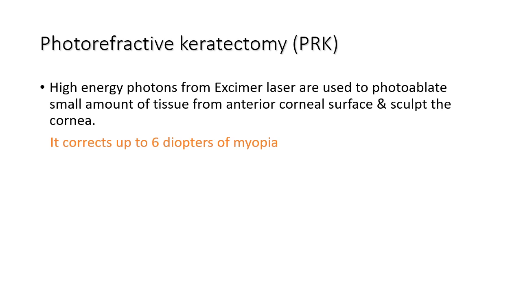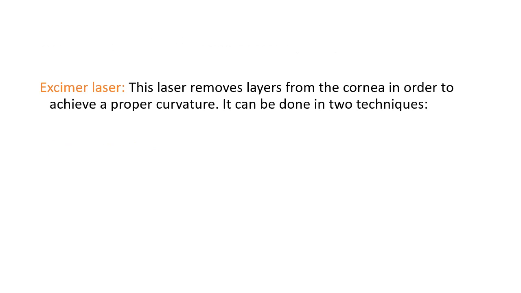Then there is another procedure that is called photorefractive keratectomy. The high energy photons from the excimer laser are used to photoablate. So these are the properties of laser photoablation. A small amount of tissue from the anterior corneal surface is removed, and there is flattening of the cornea. It corrects up to 6 diopters of myopia. So you are changing the structure of the cornea, altering the structure of the cornea. Excimer laser removes layers from the cornea in order to achieve a proper curvature.